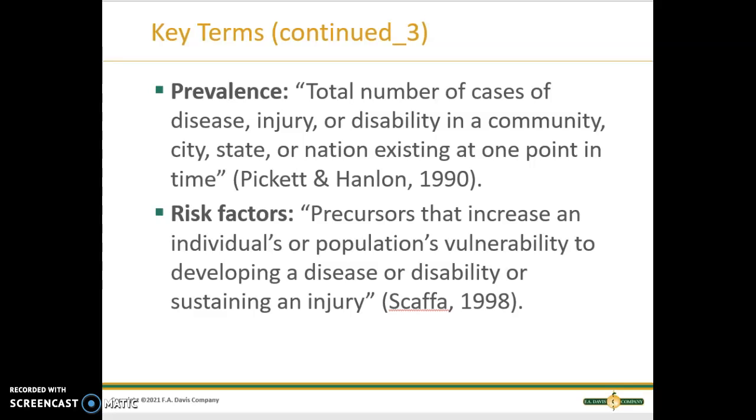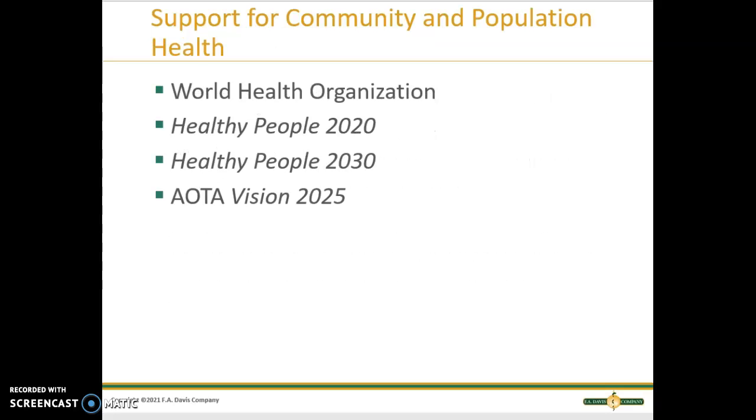Prevalence is defined as the total number of cases of disease, injury, or disability in a community, city, state, or nation existing at one point in time. And then risk factors are defined as precursors that increase an individual or population's vulnerability to developing a disease or disability or sustaining an injury. So support for community and population health clearly comes from the World Health Organization, Healthy People 2020, Healthy People 2030, and the AOTA Vision Statement 2025.